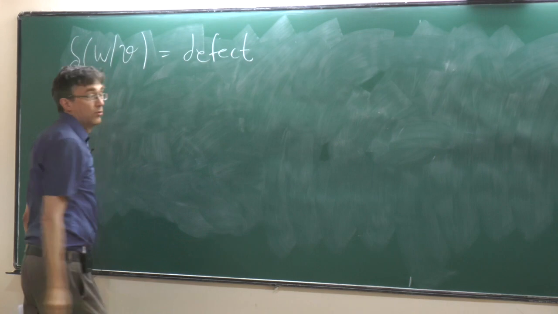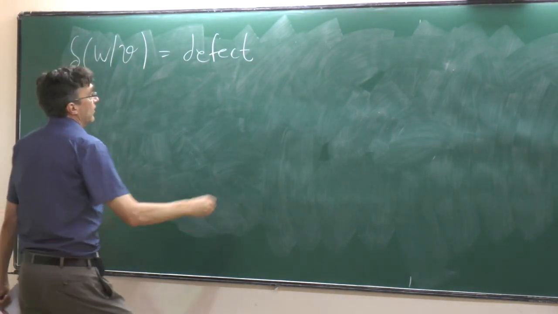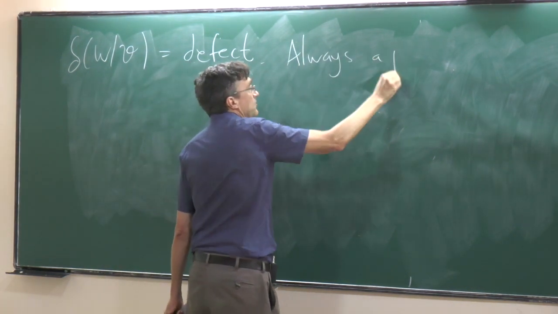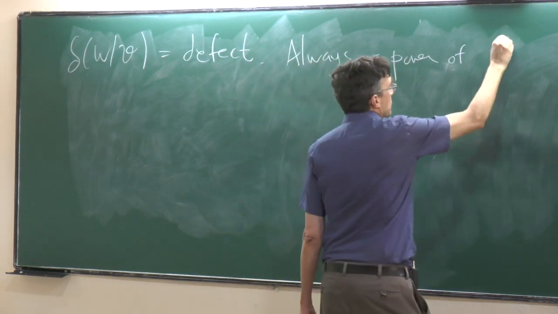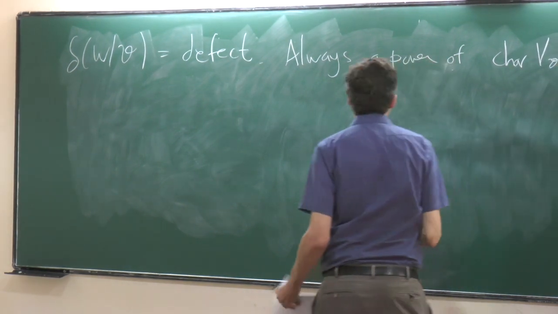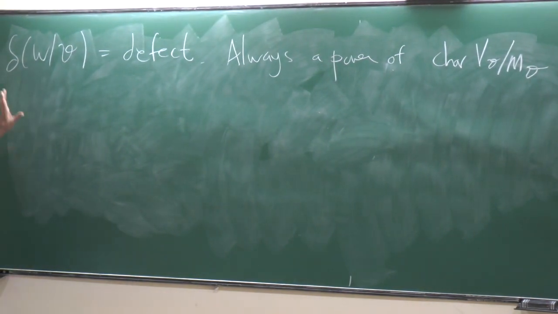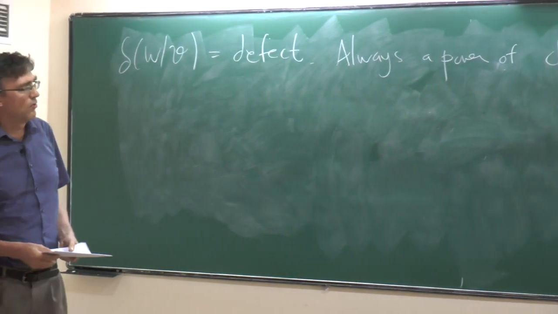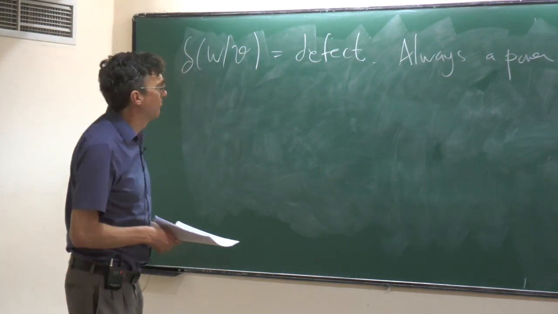It was introduced by Ostrowski in the 30s. And this is always a power of the residue characteristic of the valuation ring. And it has the property that you can always reduce, by some trickery, to the case where you're looking at an extension where there's a unique extension of the valuation.